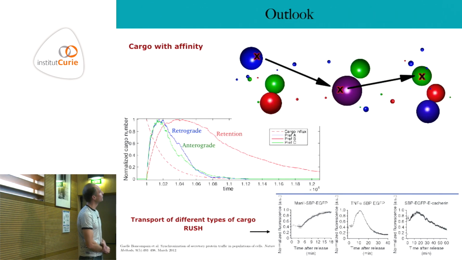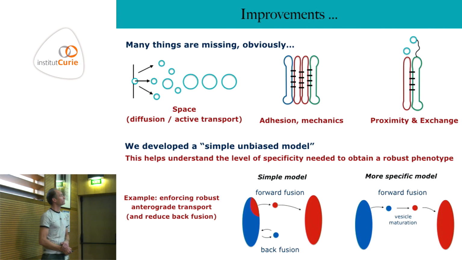Okay, so what we'll be looking at now is to actually put some real cargo in this system and look at the way they are transported, because we can compare this with experiments when they look at the kinetics of cargo transport depending on the kind of cargo. And there are several things that are not in the model and should be. We should have space. We don't have space so far. Of course, the different compartments can also undergo adhesion, and the exchange between compartments can be related to how far they are from one another. All this is not there, and this is complicated to put in, but we are thinking about it.